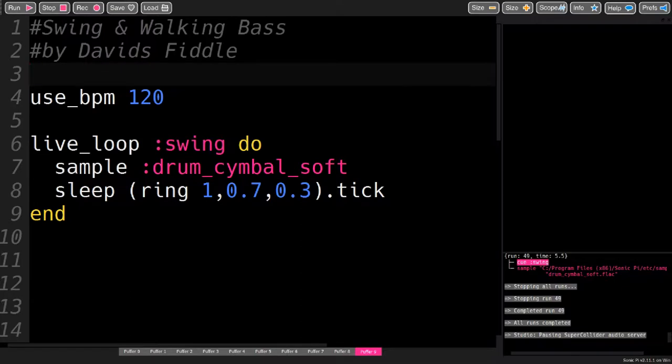A recent comment suggested that I make more videos on how to achieve different styles of music in Sonic Pi. In this video, I will cover some key aspects of jazz, and let me know in the comments what style you would like me to cover next.